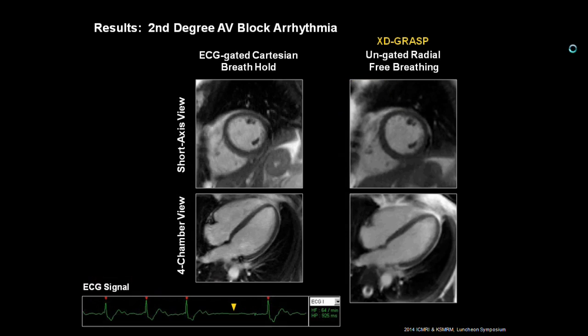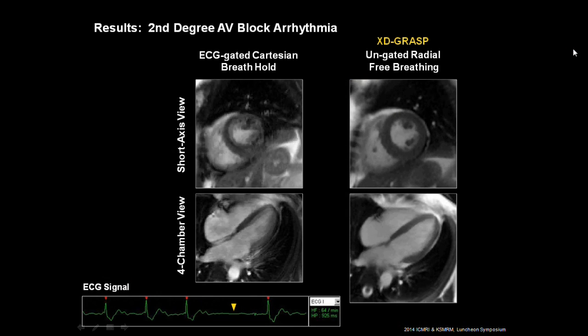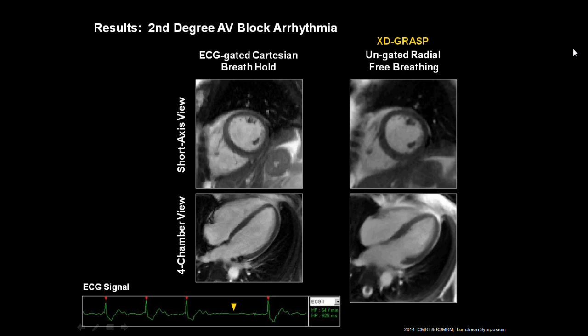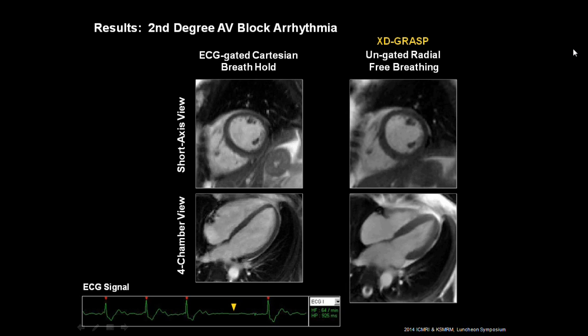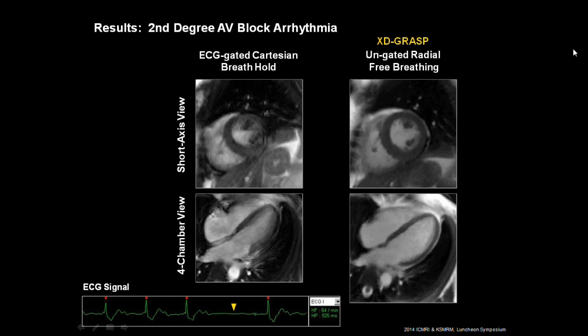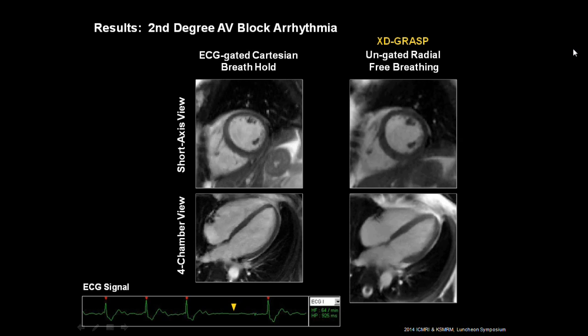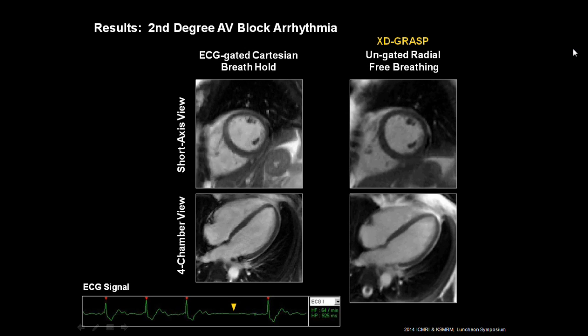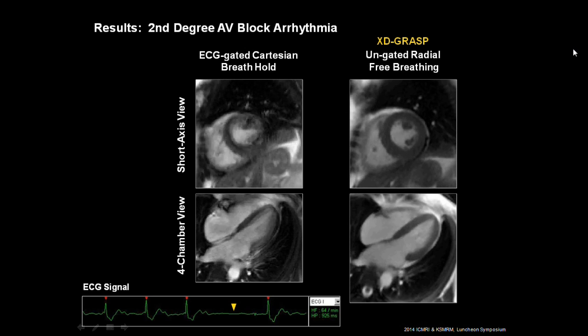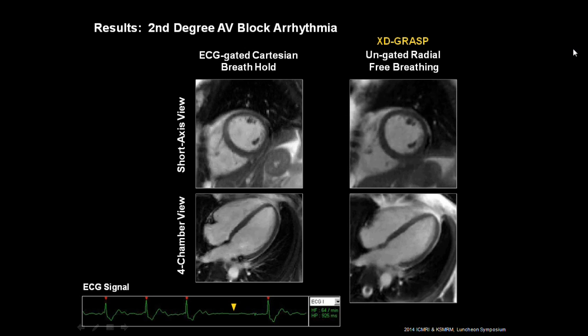And on the next slide, you can see another patient. This is a different kind of arrhythmia. This is second-degree AV block, where individual heartbeats are missed. Again, in this case, we get artifact-free images with the XD-GRASP method, not only in a short axis view, but also in different orientations, like this 4-chamber view shown on the bottom.